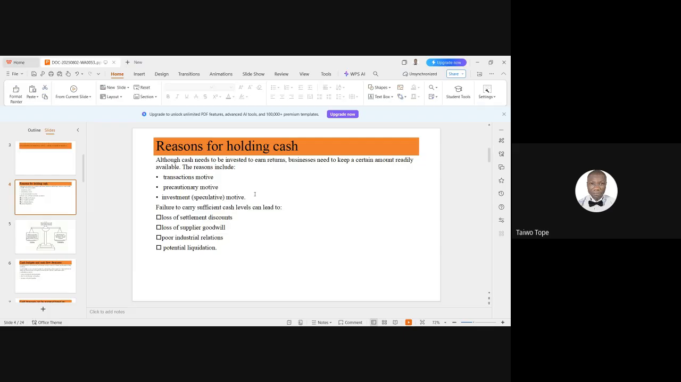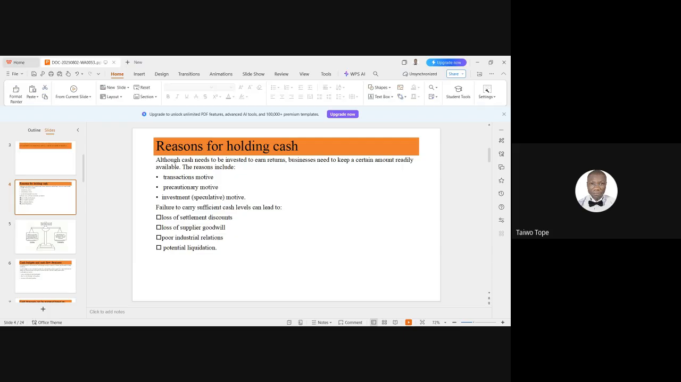Loss of settlement discounts. What do we mean by loss of settlement discounts? When there is an opportunity for you to quickly embrace a purchase in bulk, and because you don't have sufficient cash to meet up with that particular opportunity, you can lose that settlement and you end up paying more. And when you don't have sufficient cash, you can lose your goodwill. Some of these we've analyzed, similar to what we analyzed when we were talking about inventory.